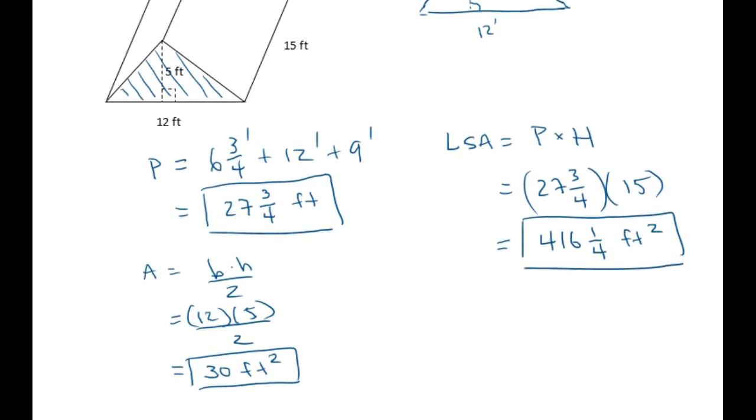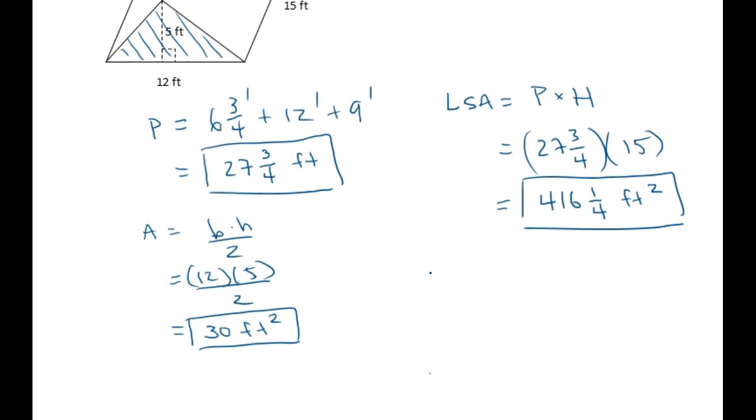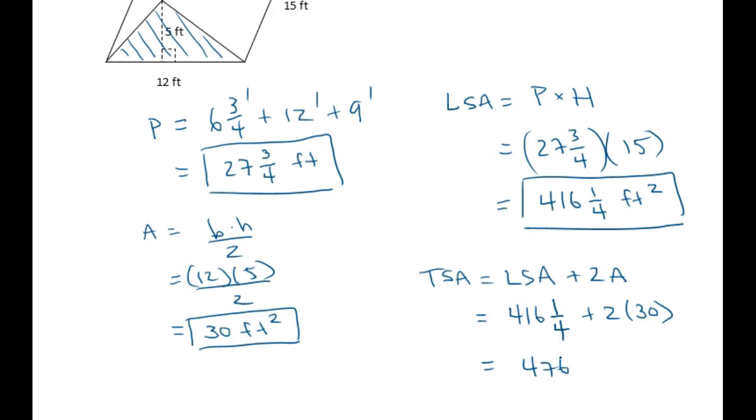And then your total surface area takes your lateral surface area and we add 2 times the area of our bases. So our lateral surface area is 416 1/4, and 2 times the area of our base, which is 30, so 2 times 30 gives me 60. So in the end, you end up getting 476 1/4 feet squared in that case.